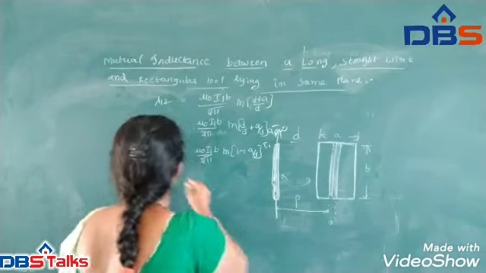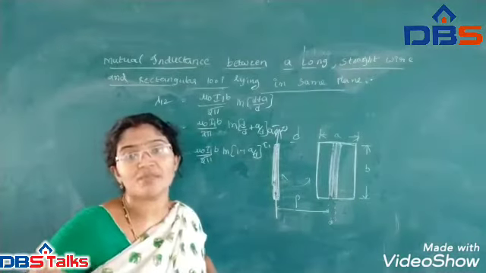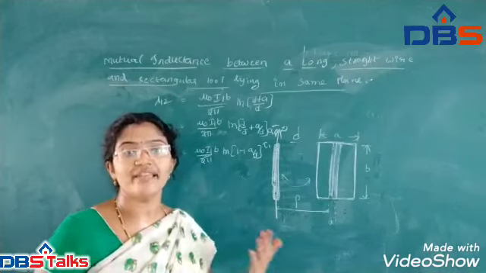Okay, so this is the lambda 12 value, that means the flux linkages between the two conductors. But here you want the mutual inductance between these two conductors.